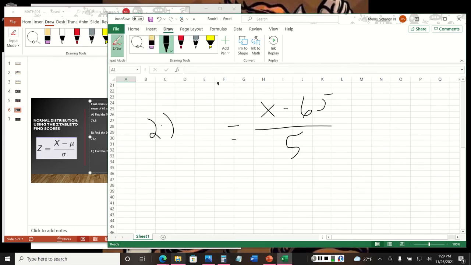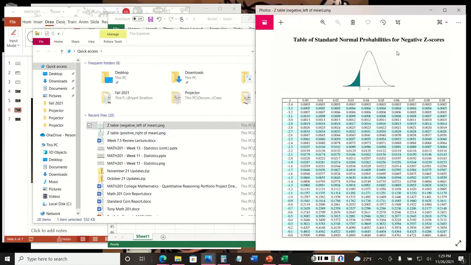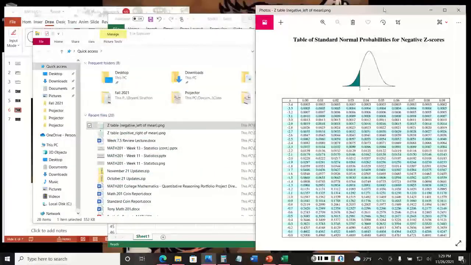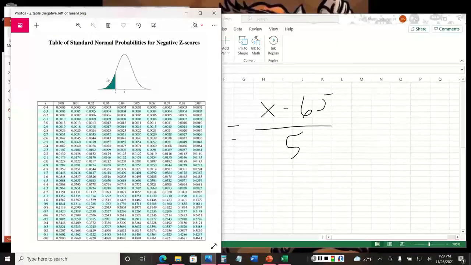Now we need to go into our z table. So since it's on the left-hand side of the mean, which is always 0 when we're doing a normal distribution, we need to use a negative z-score table. This is the positive z-score table, which has all that shaded in. The negative z-score table has just a little less shaded in here.